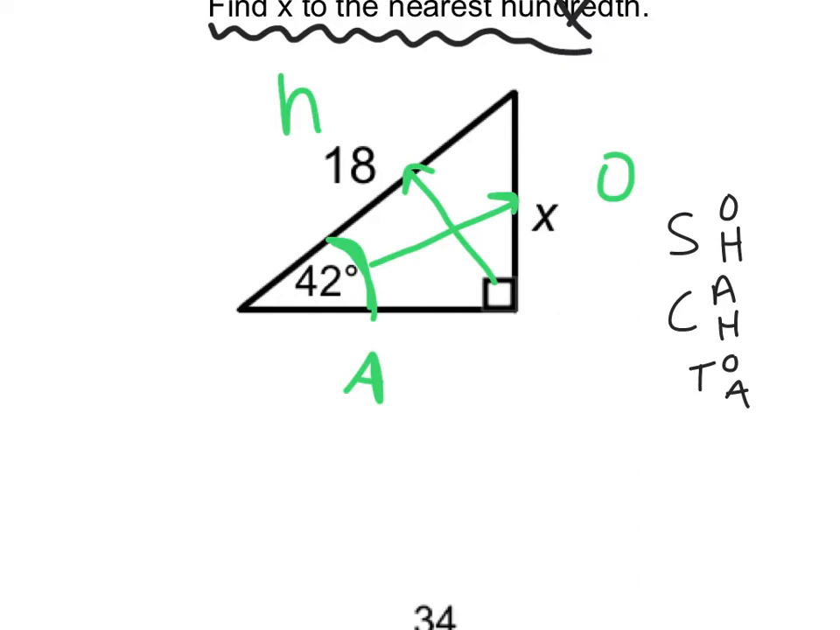All you have to do is look. Where's my variable? Where's my other side? I have information about my opposite, and I have information about my hypotenuse, which means I have to use sine. I can't use cosine because I don't have any information about my adjacent, and I can't use tangent because I don't have any information about my adjacent.